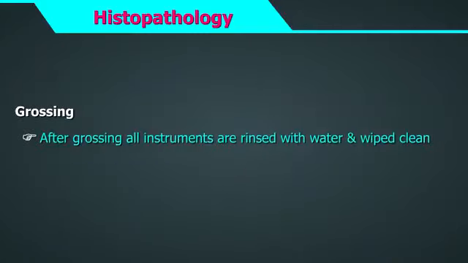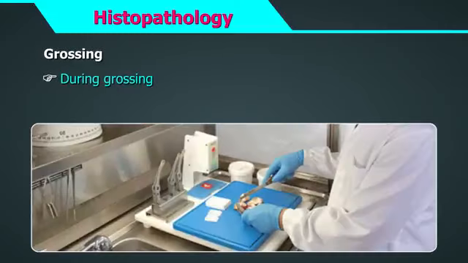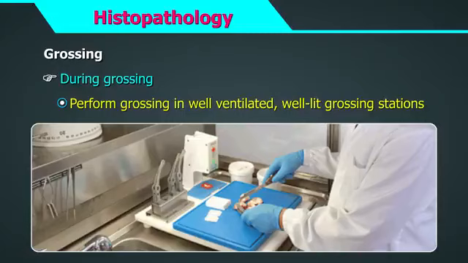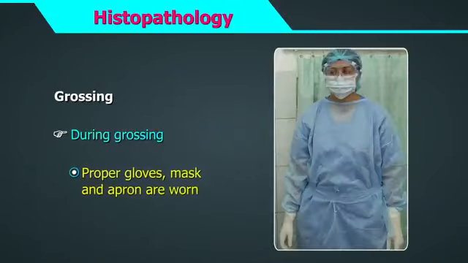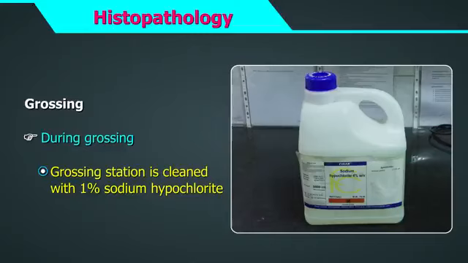After grossing each specimen, the grossing area, including all instruments, shall be rinsed with copious amounts of water and wiped clean to prevent any mix-ups or floaters of tissues. It is ideal to perform grossing in well-ventilated, well-lit grossing stations. Exhaust and proper light should be switched on. Proper gloves, mask and apron should be worn every day while grossing. Grossing station should be cleaned with 1% sodium hypochlorite daily after grossing.